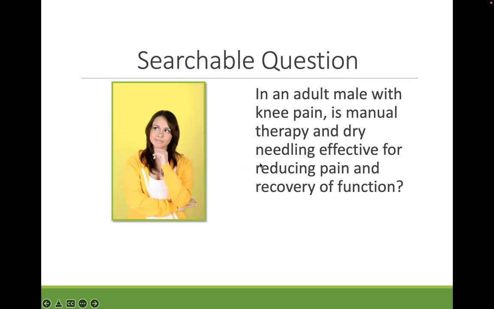Here's my searchable question that I came up with. In an adult male with knee pain, is manual therapy and dry needling effective for reducing pain and recovery of function? So I want to find articles that address this. When I put the words in PubMed, I have to look at this question and actually pick out the keywords that I'm going to actually put in the search box in PubMed. So adult male, knee pain, manual therapy, dry needling, pain, and recovery of function.